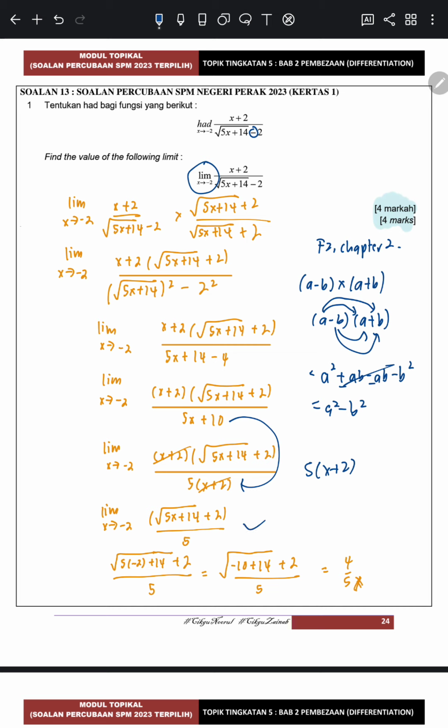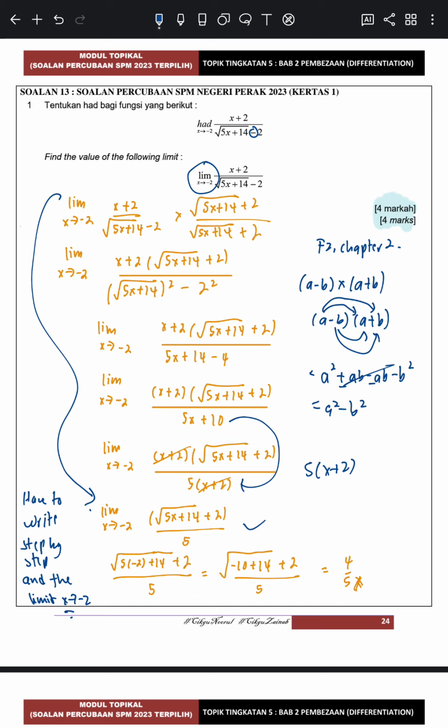But you have to remember, until this step you have to write it step by step, and the limit. What is the limit? You have to write, or else there will be a penalty if I'm not mistaken. Your marks will be deducted. So when you should stop writing the limit is when you substitute the -2 into the equation. So when you substitute, no need to write the limit.